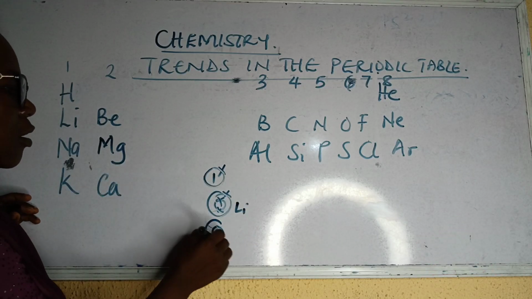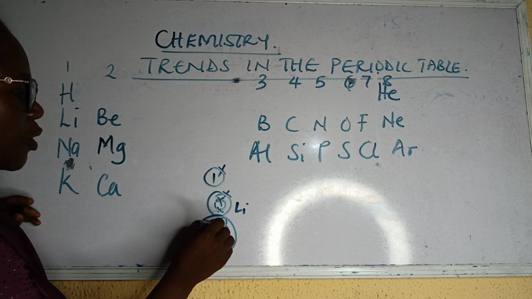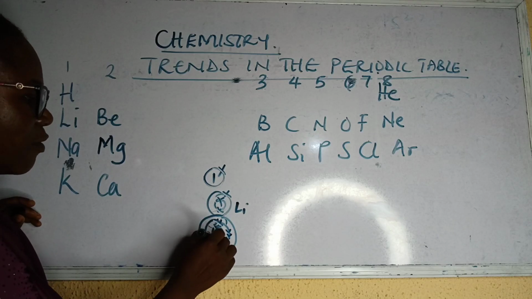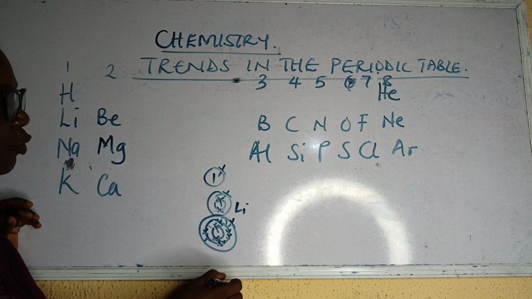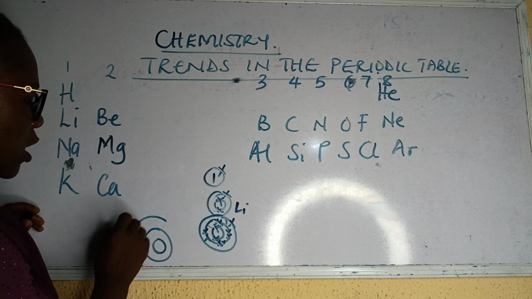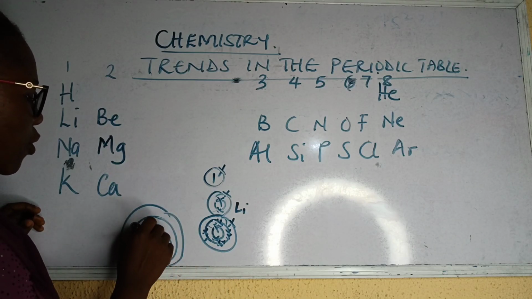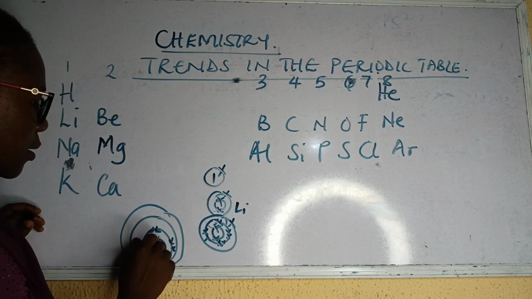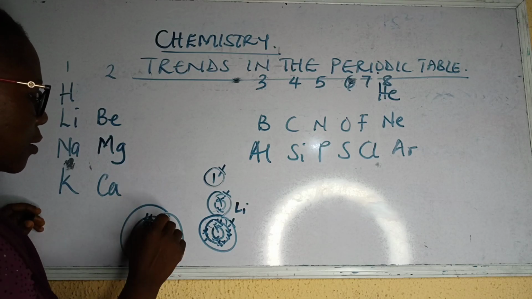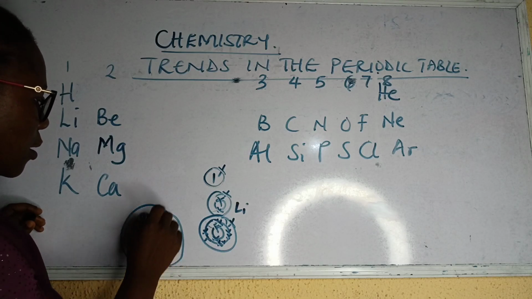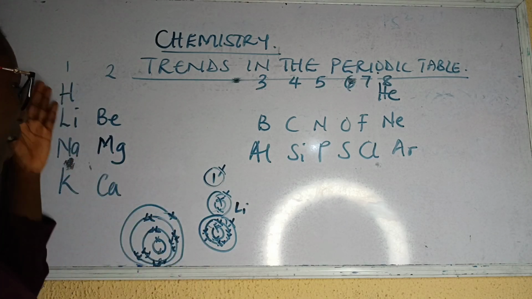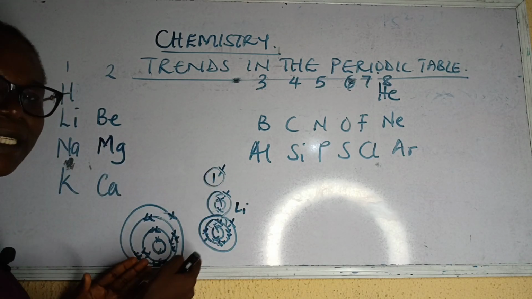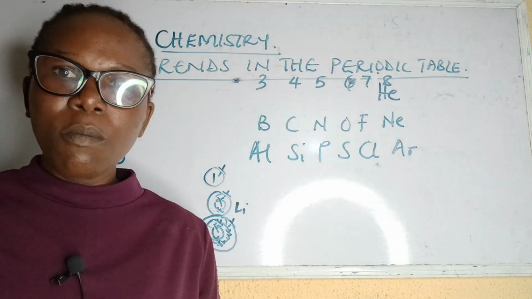Sodium is in group 1 but period 3 because it has 11 electrons. Atomic number is 11. That's 2, 8, and 1. And then lastly, potassium is in group 1 but period 4 because it has 2, 8, 8, and 1, 4 shells. And you can see that as you go down the group, their sizes increase due to increase in the number of shells.